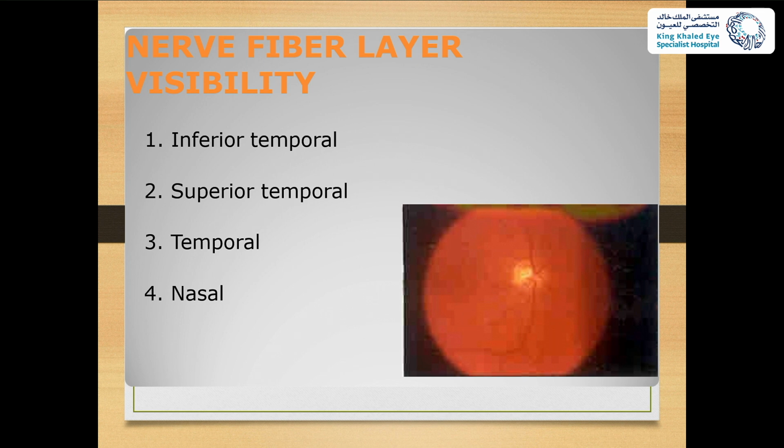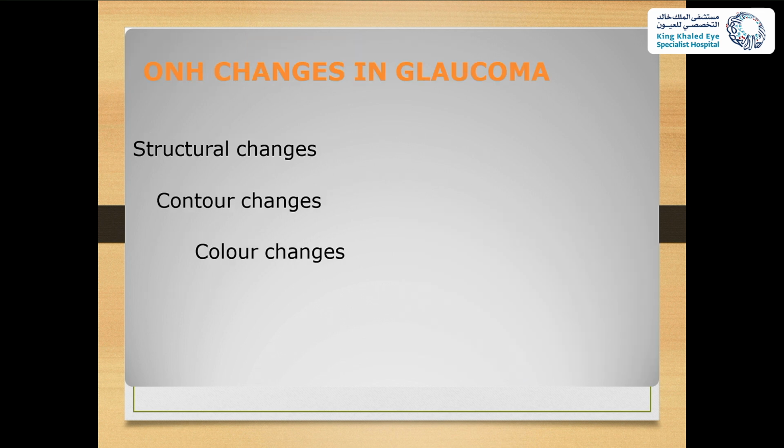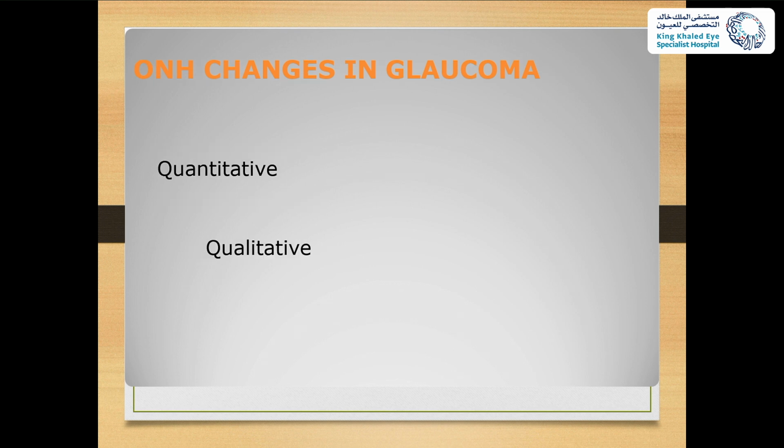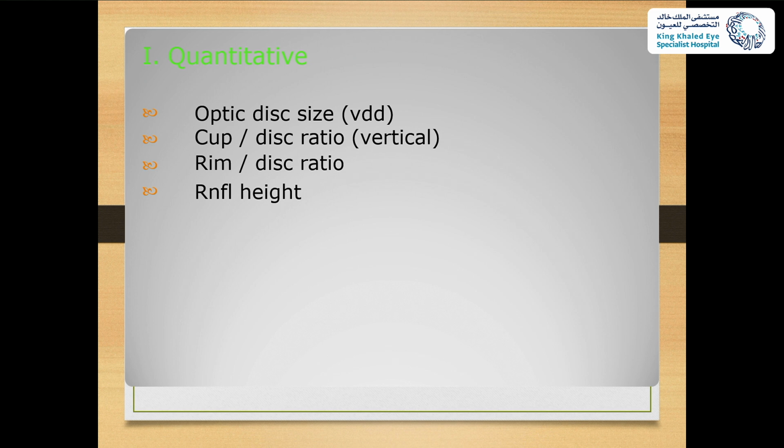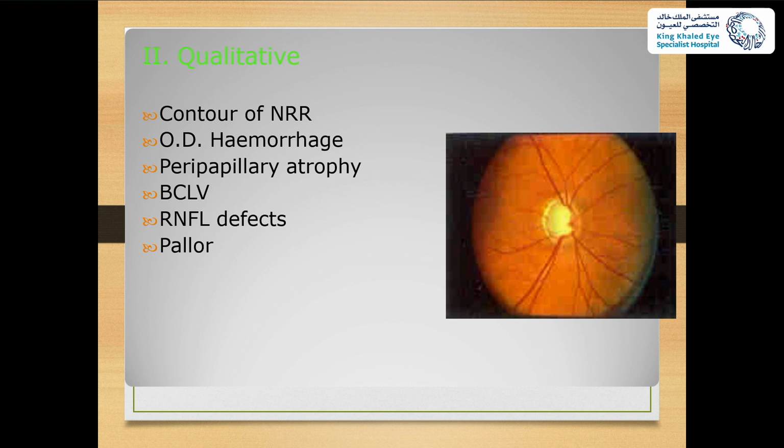Optic nerve head changes in glaucoma, as I said, are structural, contour, and color changes, either quantitative or qualitative. For the quantitative, we check the size, the CD ratio, the rim disc ratio, and the retinal nerve fiber layer height. For the qualitative, the contour of the neuroretinal rim, optic disc hemorrhages, peripapillary atrophy, retinal fiber defect, and the pallor.